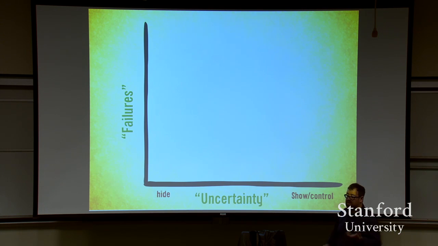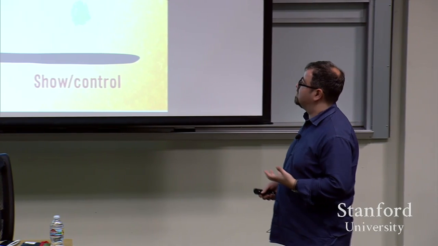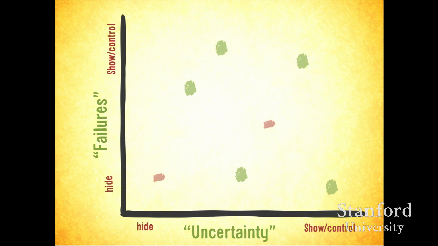The other dimension is how we deal with failures. And again, we can have the hide and the show. So those are different strategies for doing this, and depending on the specific kind of AI you have, the specific interaction of that AI with the end user, you're going to have different points in this space. Sometimes you're going to want to show things, sometimes you're going to want to hide things. But is there a regular principle about this?